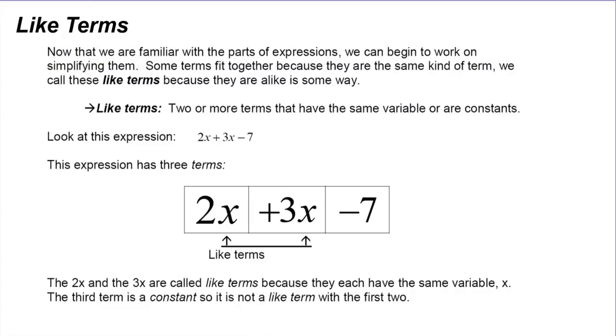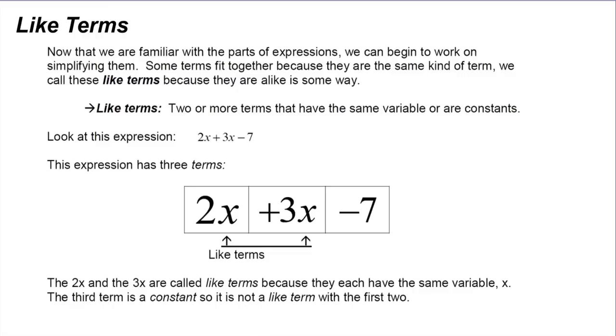Because now that we're familiar with the parts of the expressions, we can begin to work on simplifying them, and some terms fit together because they're the same kind of term. We call these like terms because they are alike in some way. Actually, they have to be alike in a very specific way. Like terms are 2 or more terms that have the same variable, or it's 2 or more terms that are constants. So all constants belong together.